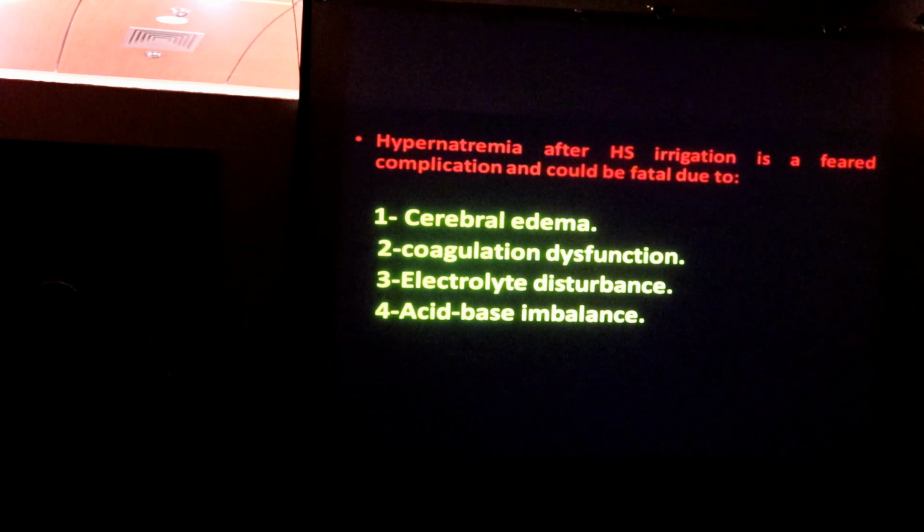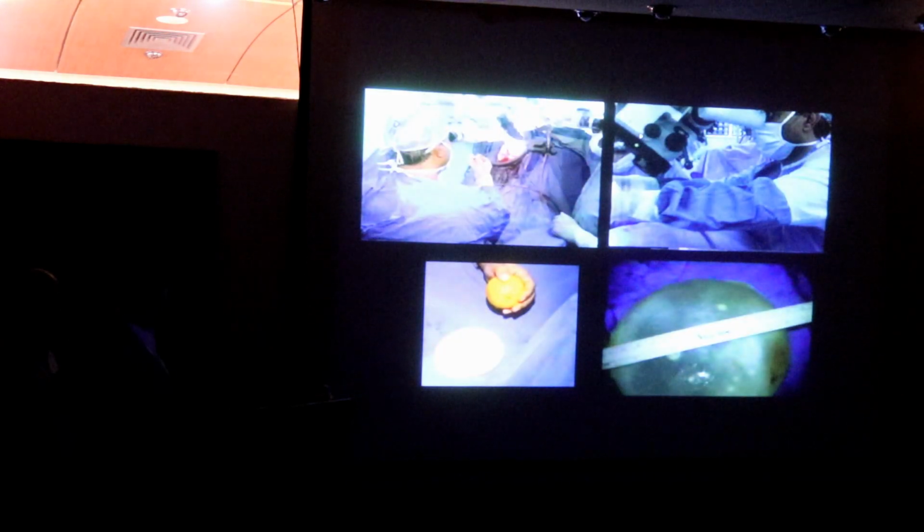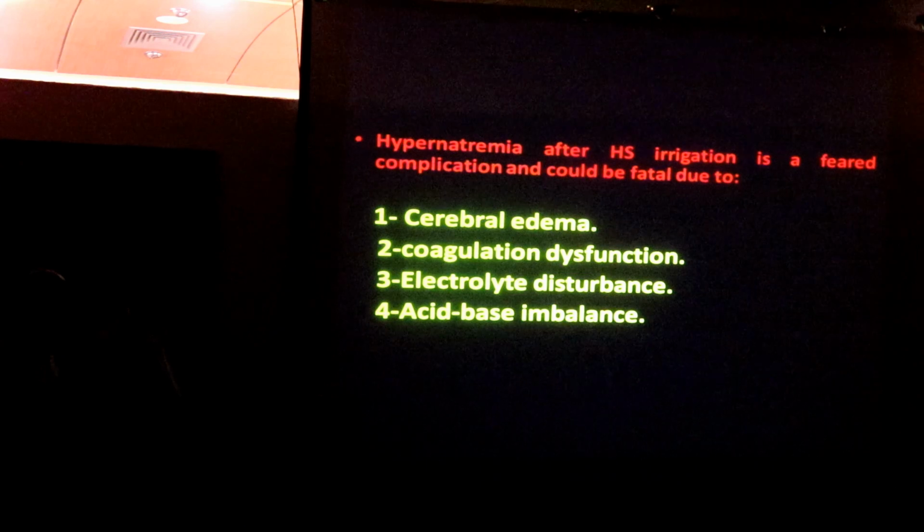One of the most important points that I have to stress for our colleagues, whether anesthetists or surgeons alike: in case of using hypertonic saline for irradiation of these hydatid cysts, especially in pediatric patients, we suffer a very major complication, which is hypernatremia. Because it might cause cerebral edema, coagulation dysfunction, electrolyte disturbance, and acid-base imbalance, and there are even reported cases of fatality after applying 20% hypertonic saline. Thank you very much.